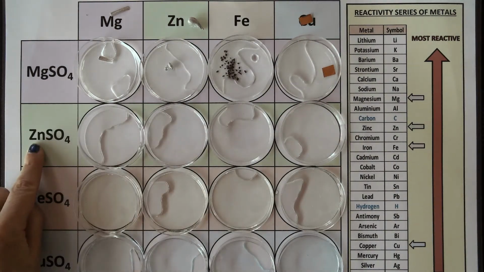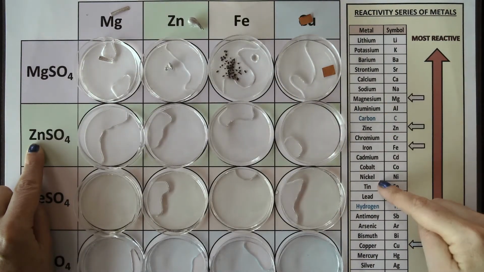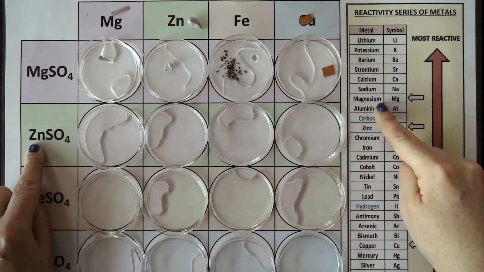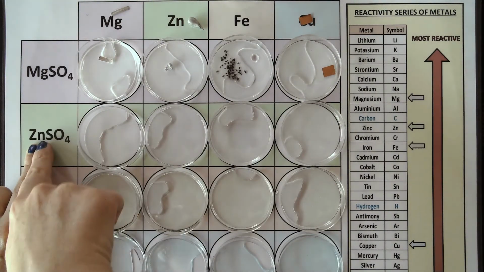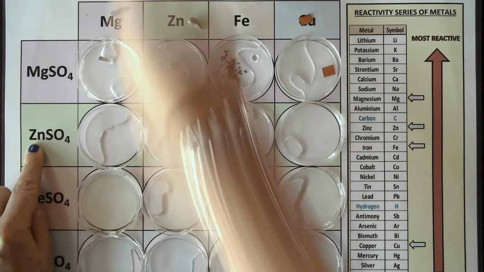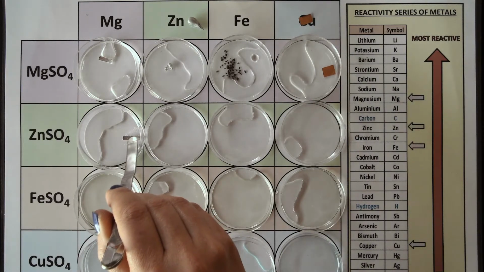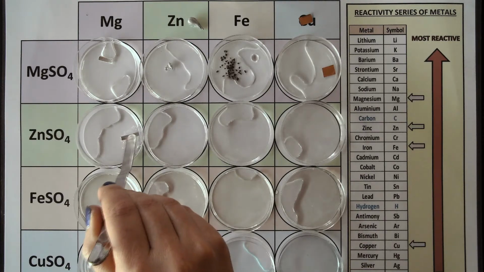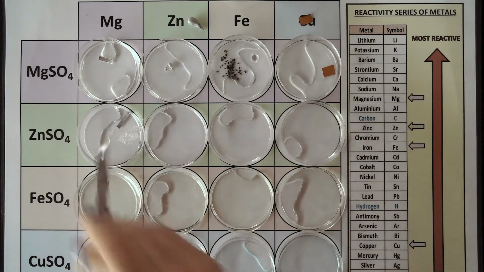Now I'm going to move on to this row. So I am reacting zinc sulfate with magnesium. We can look at our reactivity series. I have got zinc, which is here, and I've got magnesium, which is here. So the magnesium should displace the zinc from the zinc sulfate, and we should see a reaction. What you can see is there are tiny bubbles being released that show me that something is happening inside this Petri dish, which means there is a reaction.